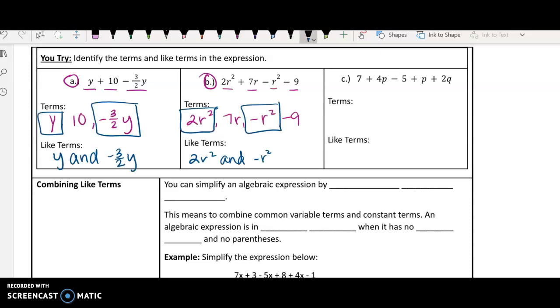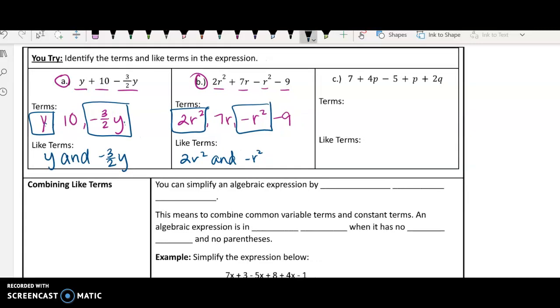Okay, so I have 3 terms because there's 3 separated by addition and subtraction. So I have y, +10, and then negative, because we include the subtraction as the negative. So -3/2 y. In this case, these two are the only ones that have a matching anything. So I only have one set of like terms. So I have y and -3/2 y. And that's it. 10 is that random M&M in there. Does not belong.